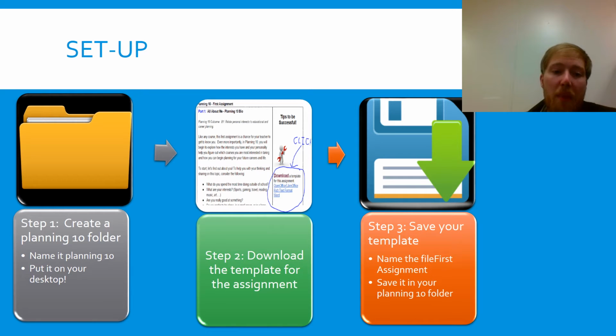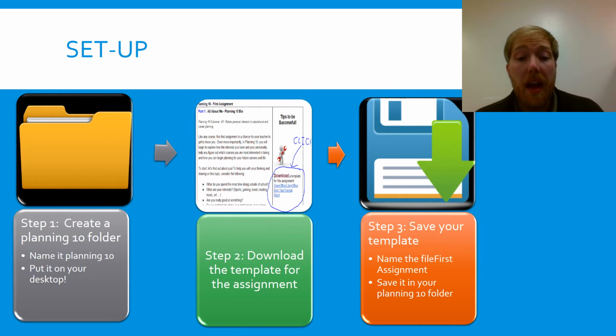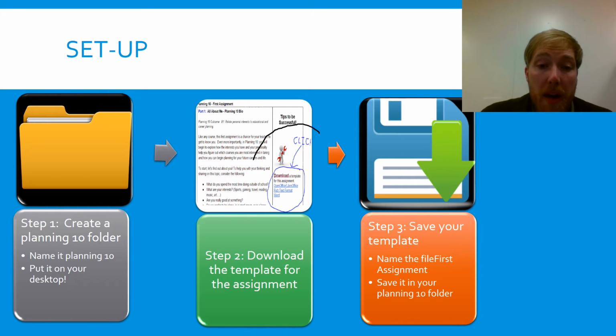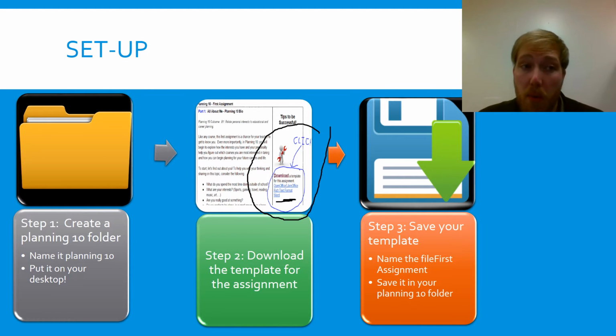The second thing is I'm going to go into that first part that we clicked on, the assignment, and I'm going to open up what the assignment is. Now I'm going to read it all, like I suggest you do, and then the first step for the assignment, or step number 2 in this whole process, is I'm going to download the template. If you look at the picture, it's right here. Click on that right there, and you're going to download the template. Then I'm going to save this template right away so I remember how to save it. I'm going to name the file First Assignment, and I'm going to save it in my Planning 10 folder.